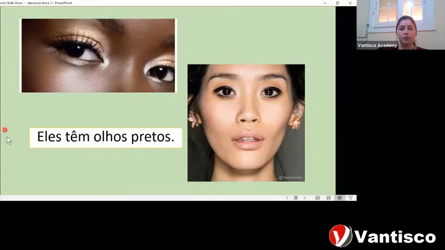Eles têm, oh, sorry, elas, both are, so it should be letter A. Elas têm olhos pretos. They have black eyes. Okay? Olhos pretos, black eyes. Elas têm olhos pretos. They have black eyes.